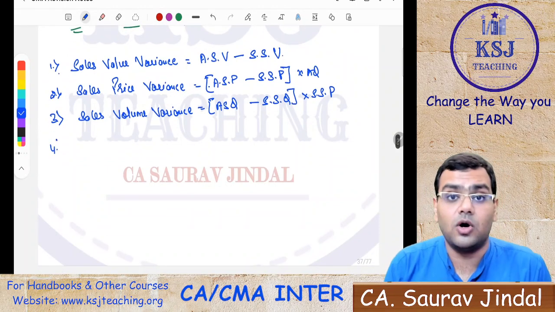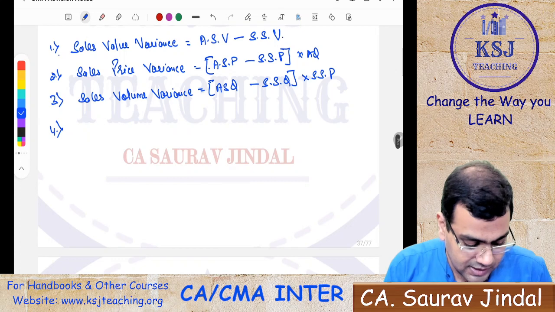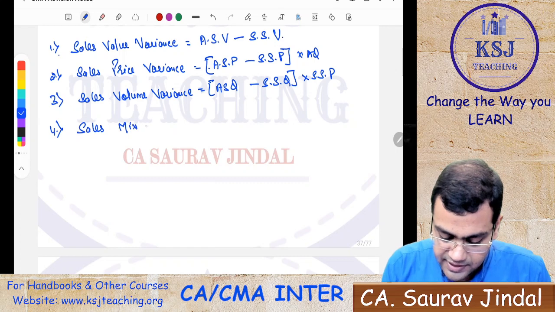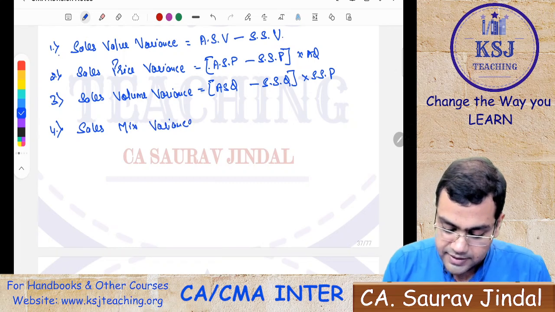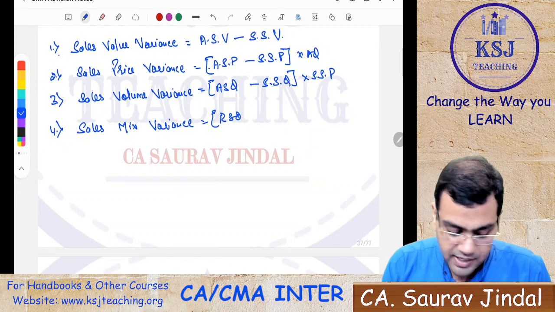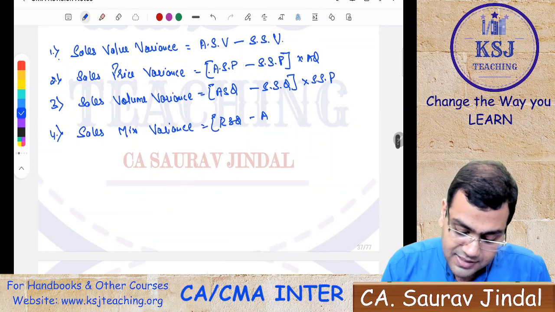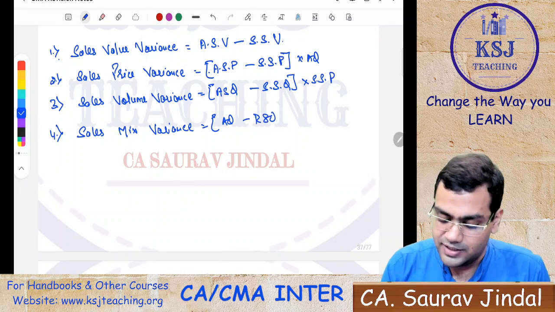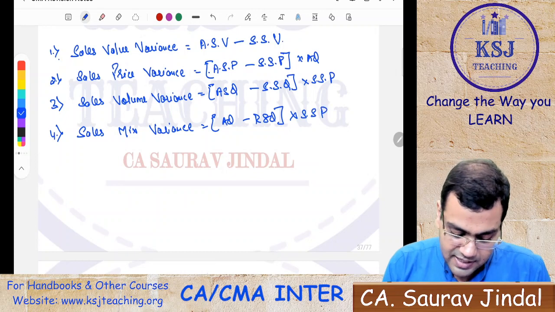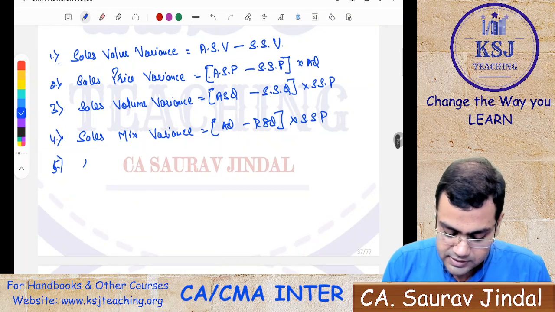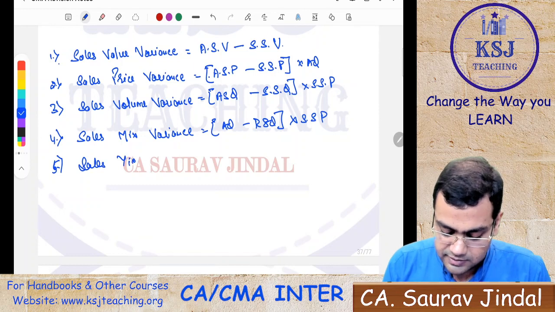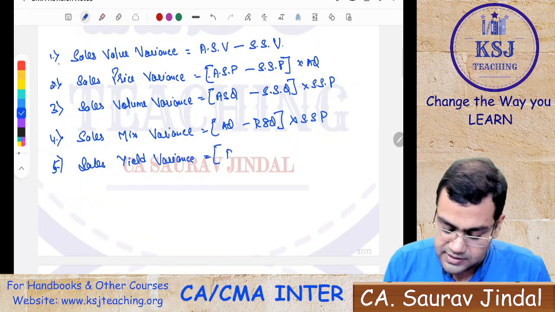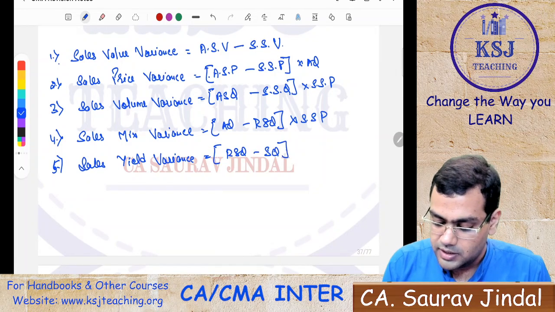And if more than one product is being sold, then we can calculate the sales mix variance also. Sales mix variance, right? That is revised standard quantity minus actual, in this case, it will get reversed. Actual quantity minus revised standard quantity multiplied by standard selling price. And in case of sales yield variance, it will be revised standard quantity minus standard quantity into standard selling price.